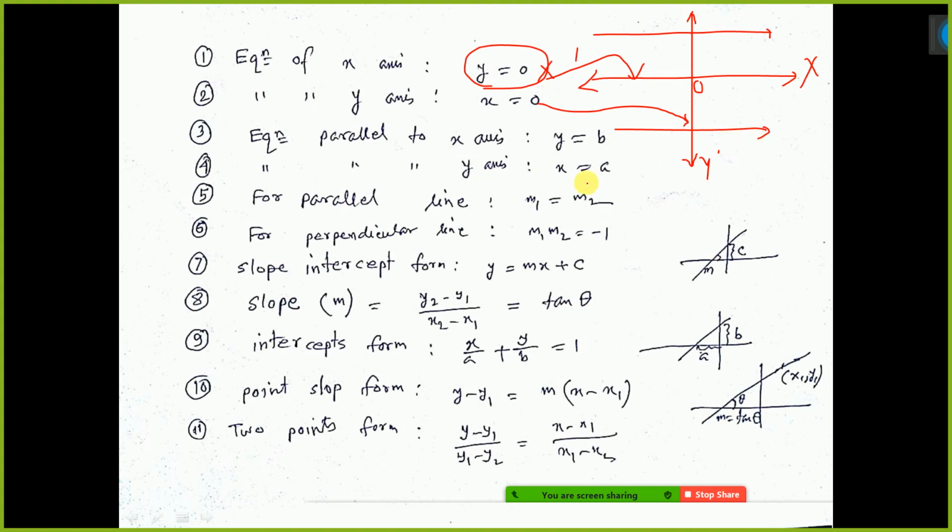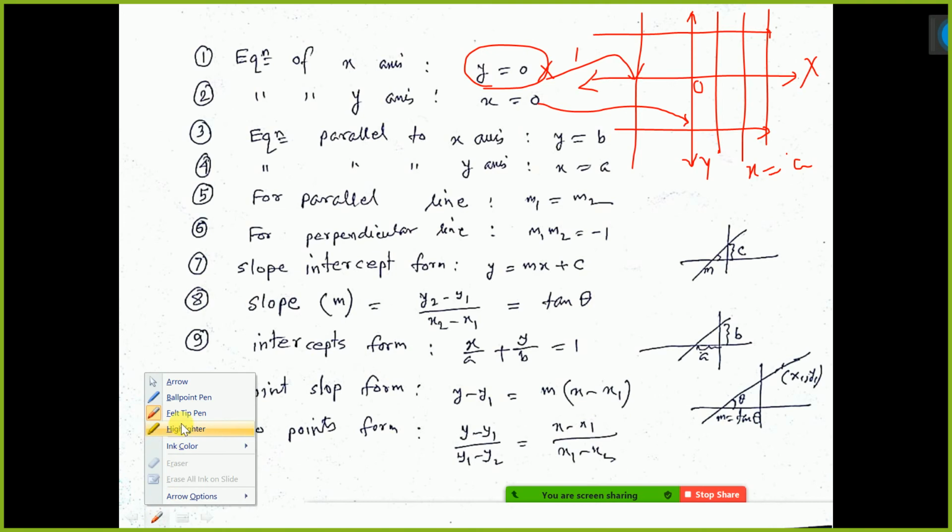Then the equation parallel to y-axis is x equal to a. That means this line is x equal to a. Or any line you can draw like this. This is also parallel, this is also parallel, this is also parallel. All will be x equal to a. I think up to this you have understood.